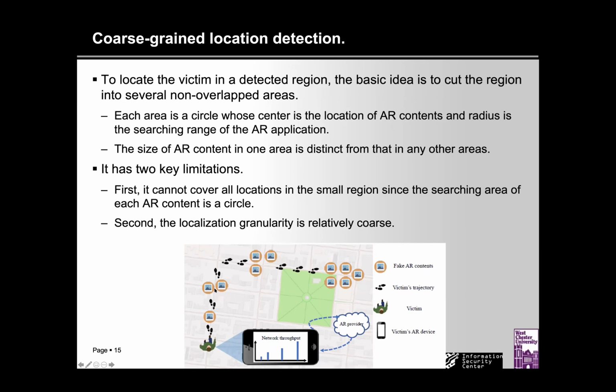We know that this coarse-grained location detection algorithm has two key limitations. First, it cannot cover all locations in the small region, since the searching area of each AR content is a circle. Second, the localization granularity is relatively coarse. In that case, we can probably only find roughly where the victim is located, but we cannot precisely pinpoint the location.